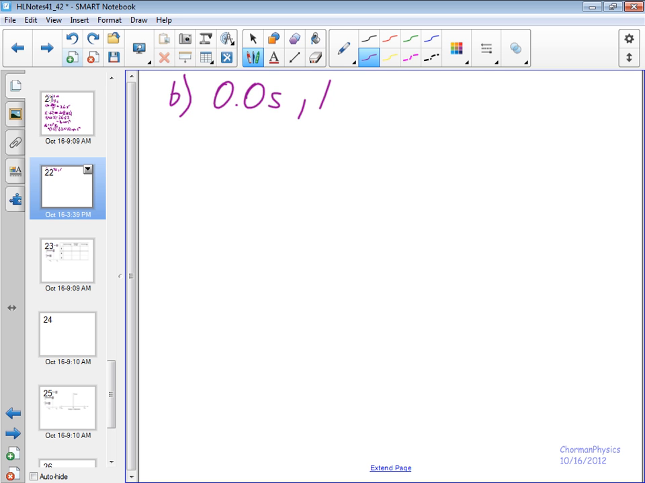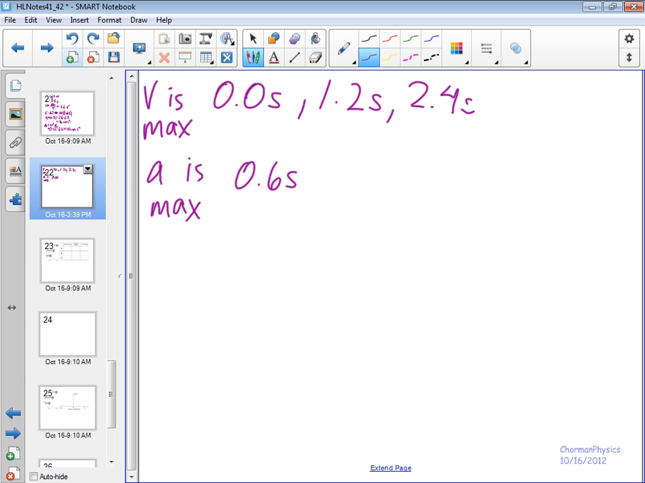At what times does maximum velocity occur? Well, maximum velocity occurs whenever the displacement is equal to 0. So for B, it's going to be 0.0 seconds, 1.2 seconds, and 2.4 seconds. The condition is when B is at a max. When A is at a max, this is when the displacement is also at a max. So 0.6 seconds, 1.8 seconds, and 3.0 seconds.